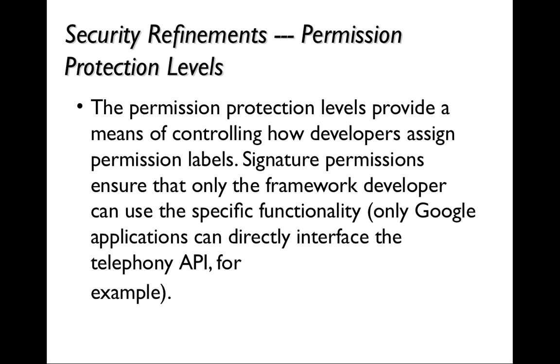So, permission protection levels. The permission protection levels provide means of controlling how developers assign permission labels. Signature permissions ensure that only the framework developer can use the specific functionality. Only Google applications can directly interface with the telephony API, for example. Maybe that's why, because any Google-related API needs a permissions key in order to use the API.